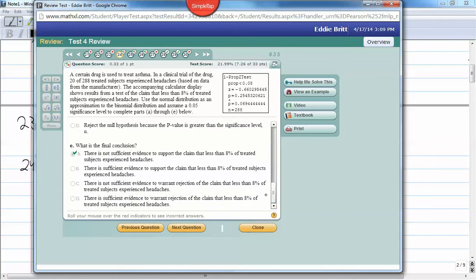Okay. What is the final conclusion? There is not significant evidence to support the claim that less than 8% of the treated subjects experienced headaches.